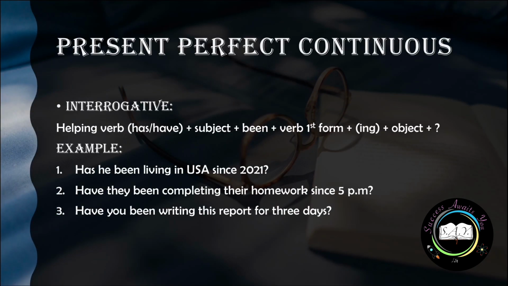In interrogative, we will break the helping verb and will use has or have in the start, that is before the subject, while been will come after the subject, and last, but not the least, question mark will be used in the end. For example, has he been living in USA since 2021? Have they been completing their homework since 5 p.m.? Have you been writing this report for 3 days?